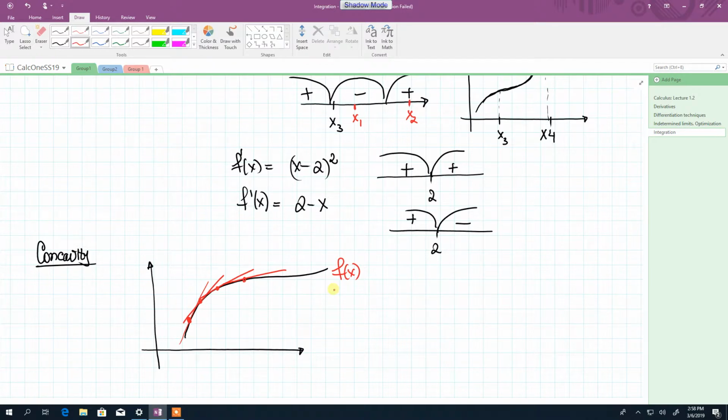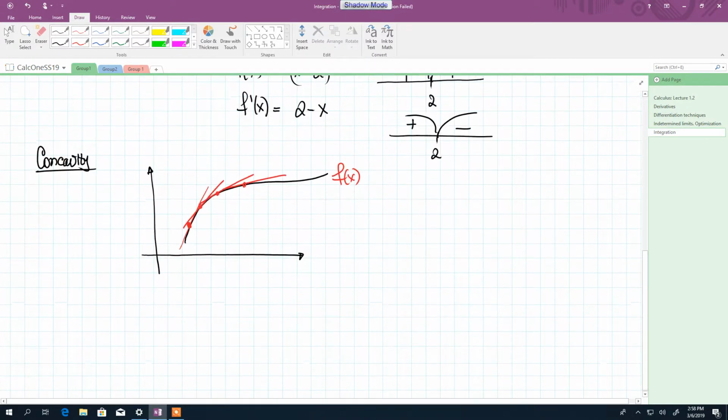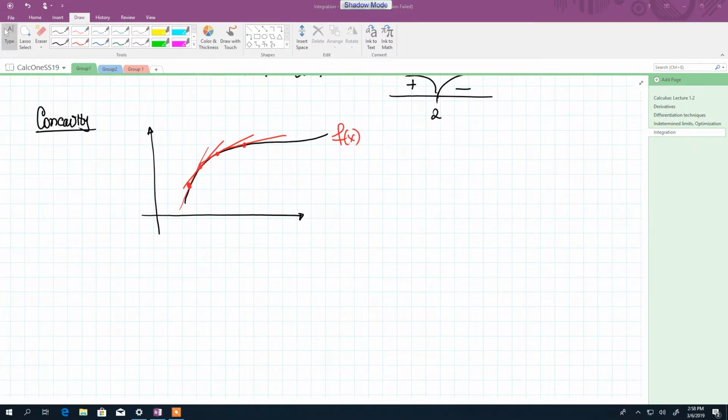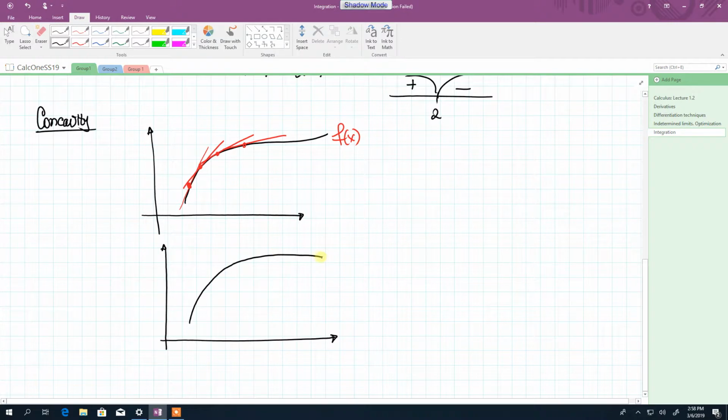Then we came up with the idea of the concavity, right? We'll say that I would like to figure out whether it is concave up or concave down. So how to identify whether the function is concave up or concave down, right? For example, we drew the function like this. So is it concave up or down? Concave down, right?